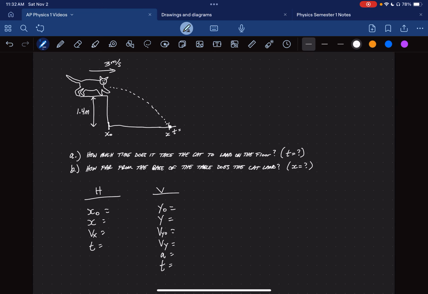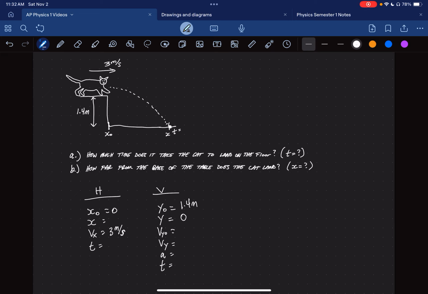Let's start horizontally. We're going to put 0 here for x naught. We don't know x. We do know the horizontal velocity, which is given here in the image, 3 meters per second. And time we don't know. The initial height of Otis is 1.4 meters. And the final height of Otis, I shouldn't say final height, but the height at time t, would be 0, the ground. So the ground is 0 height.